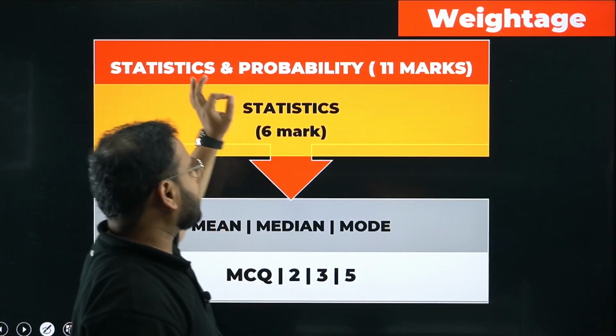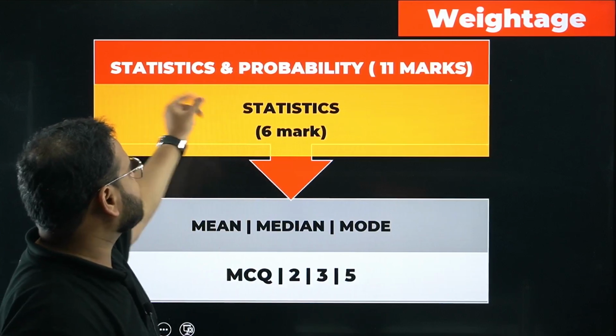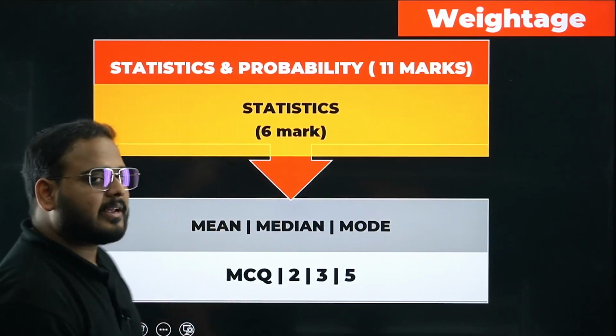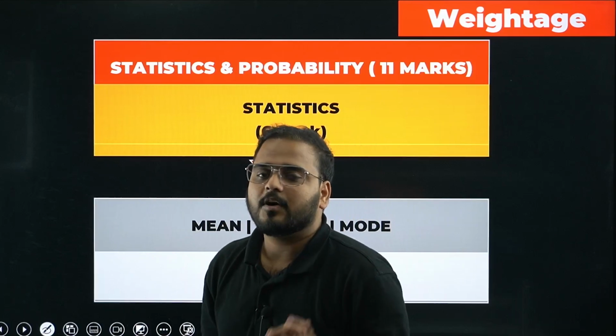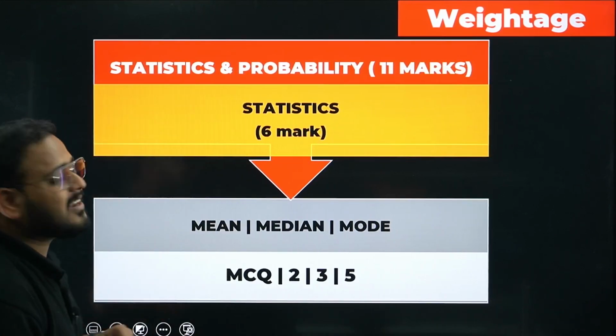Again, there's no chapter wise segregation for this. In the weightage, we have whole probability and statistics as 11 marks, where stats can be taken for 6 marks, 5 marks. 6 to 7 marks can come from this particular chapter itself out of the whole unit, which is statistics and probability.